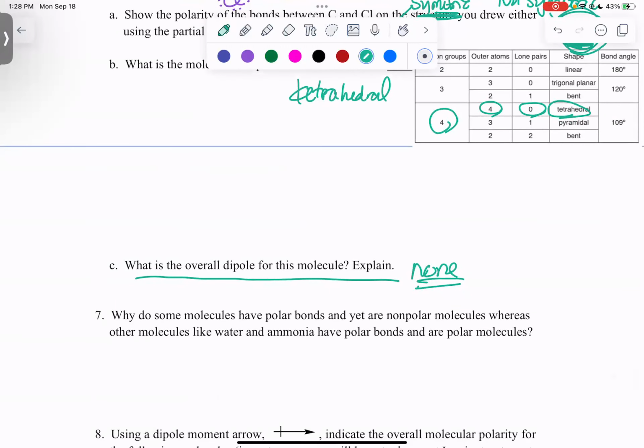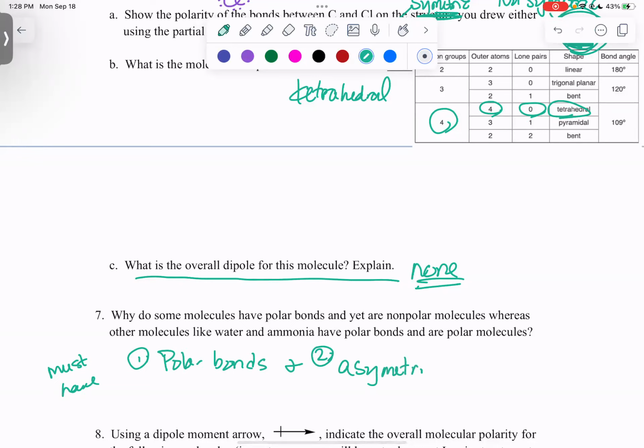So why do some molecules have polar bonds and yet are nonpolar molecules, whereas other molecules like water and ammonia have polar bonds and are polar molecules? What you must have is polar bonds and an asymmetric shape. So you need 2 things.